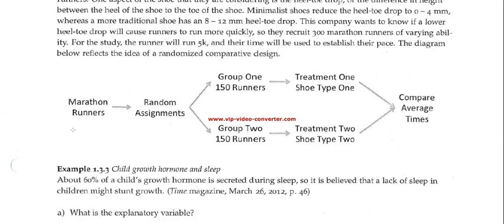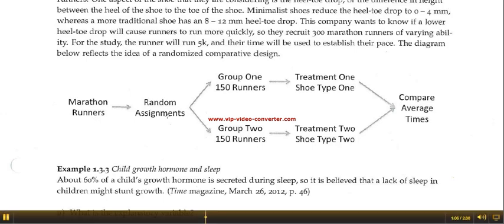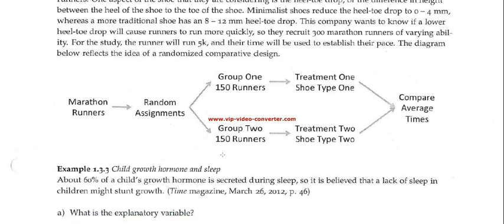We have our runners. We have 300 of them. So we would randomly choose 150 to go to one shoe type, and then the other 150 runners go to the other shoe type, and that being randomly assigned is important here. And then what we would do at the end is compare their average times to see if there was a difference in the two shoe types.